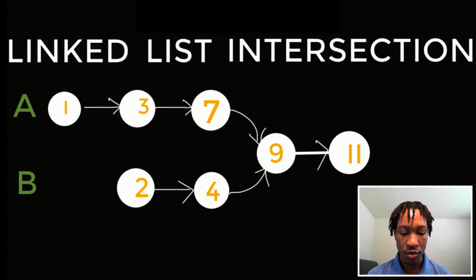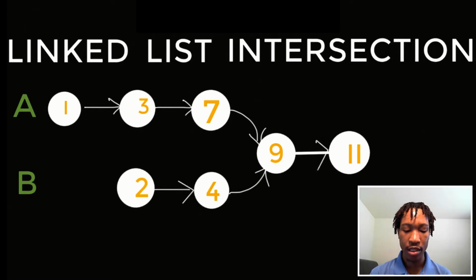Alright, so this question gives you two linked lists. Let's call them A and B. Those two linked lists intersect at a certain node, let's say this is node 9, and that's where those two linked lists intersect. Linked list A has nodes 1, 3, 7, 9, 11. Linked list B has nodes 2, 4, 9, and 11. So how do we solve this question?